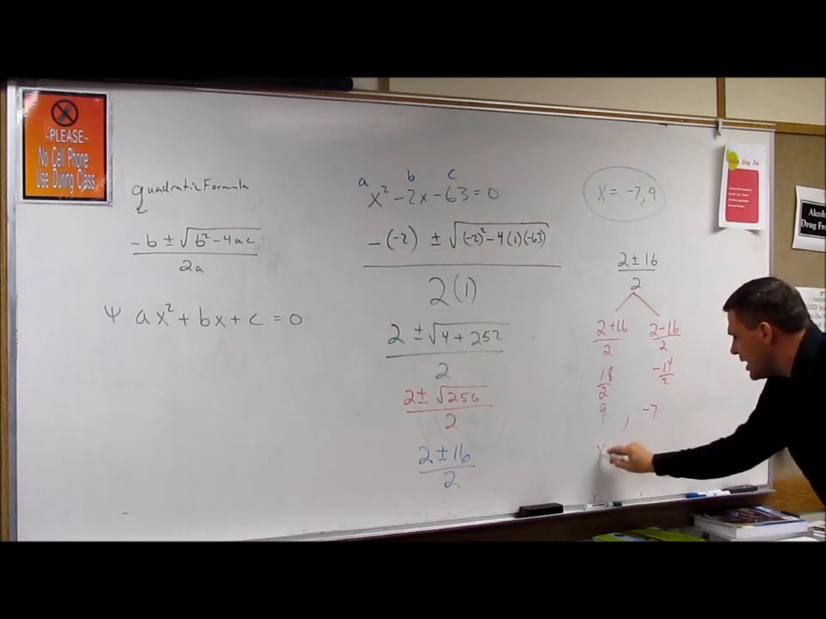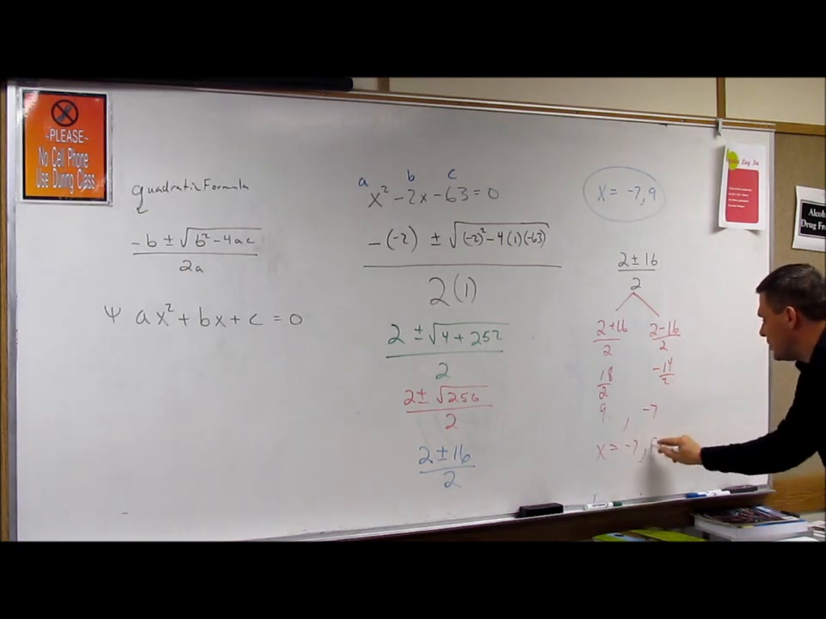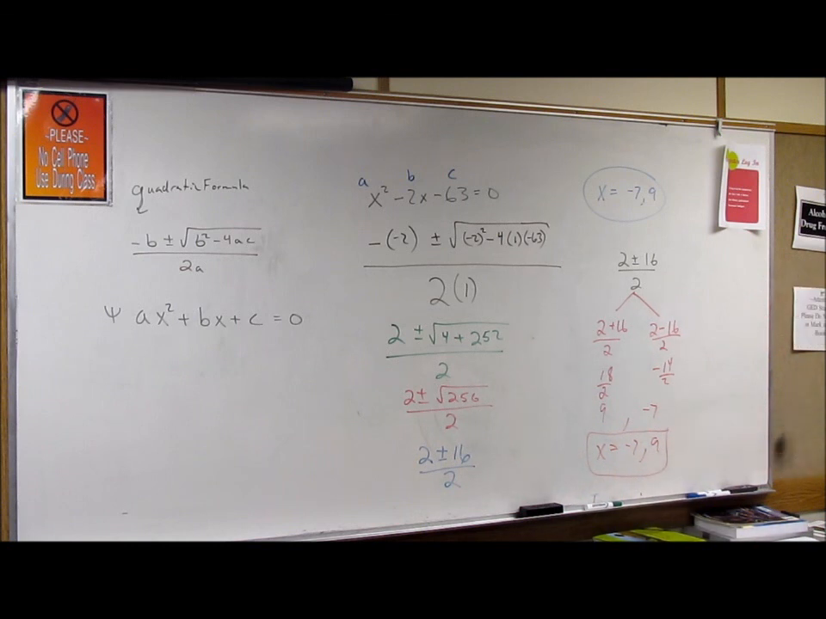So again, x is equal to negative 7 and 9. Okay? So, that's our method. Obviously, this was a nice, clean, neat method, right? Alright, let's do a problem where it's not so clean.